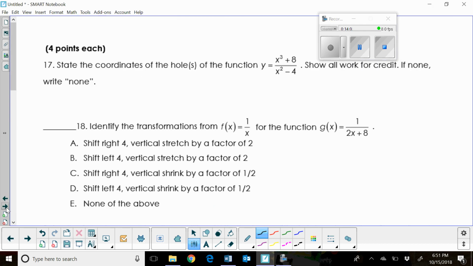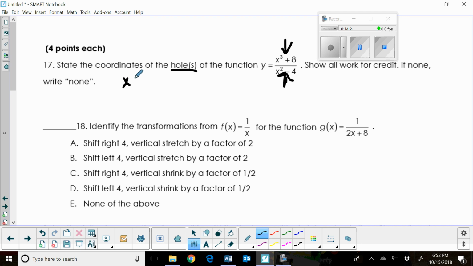Now let's go to the second page. It says state the coordinates of the hole. We probably wouldn't give this to you unless it did have a hole. So guess what? This one has a hole. So what we have to do is factor the numerator and the denominator and see which factor cancels. Well, hopefully you recognize the cube. I think most of you did.